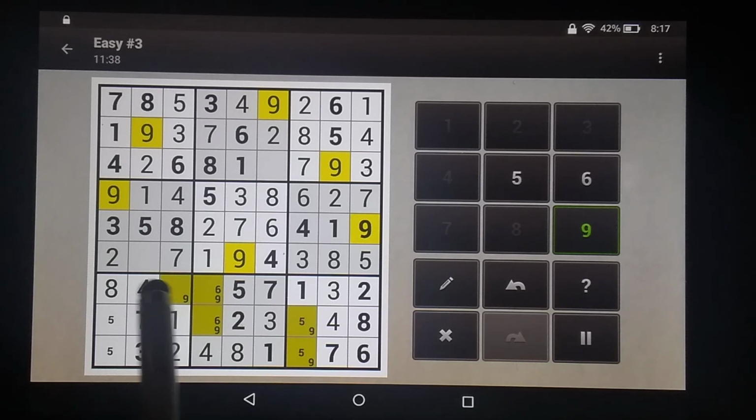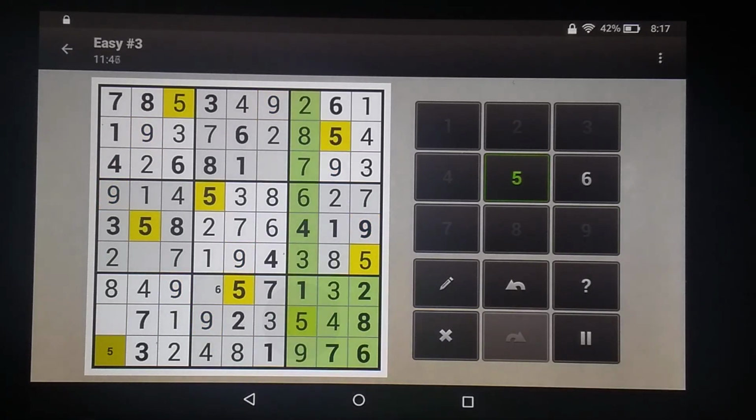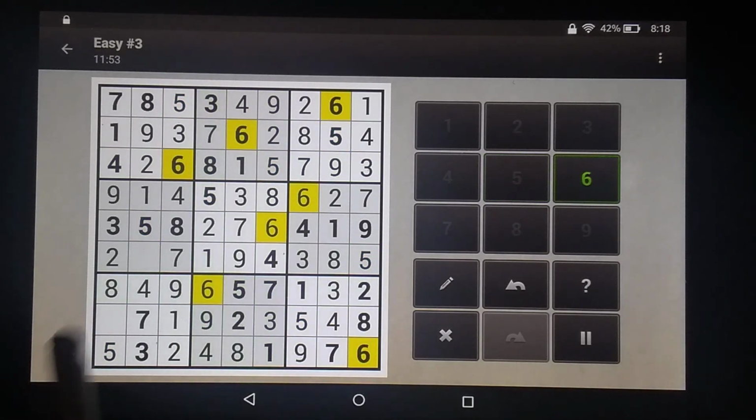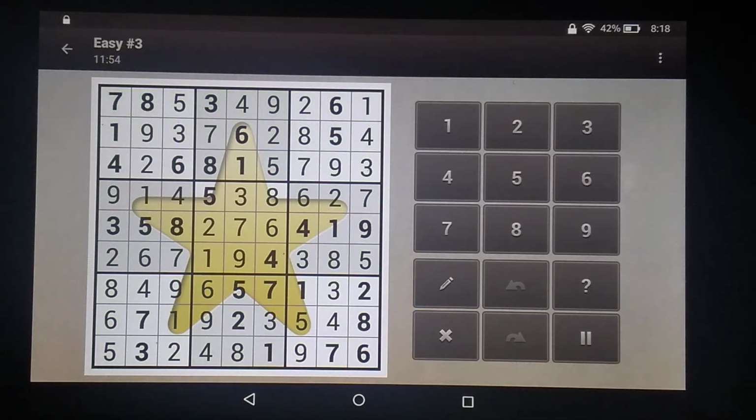We now have only this left for the 9 because that's knocked out there. Only this left for the 9 because that one's not there, and that one not there. So there we go. And there's our 5s. Oh, hold on, we still got another one. There we go. And 6s. There, there, there, and there you go.